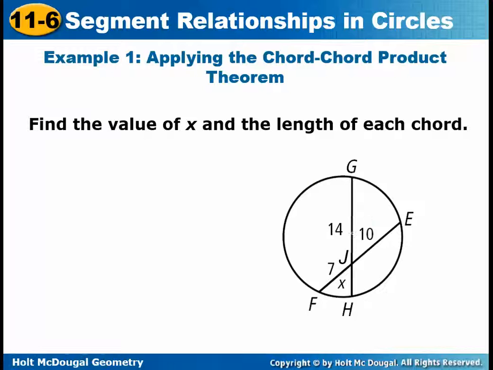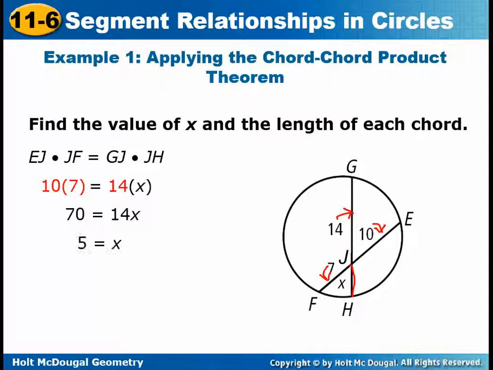All right, let's see this in action. We want to find the value of x. X is from J to H, and the 14 is from J to G. Sometimes it's a little tricky to know what the numbers are labeling. 7 is J to F, and 10 is J to E. So all we have to do is multiply piece times piece equals piece times piece, making sure that when we multiply the two pieces, they're of the same segment. So 10 times 7 equals 14 times x, and then we just divide by 14 to get that x is 5. They also want us then to find the length of each chord.